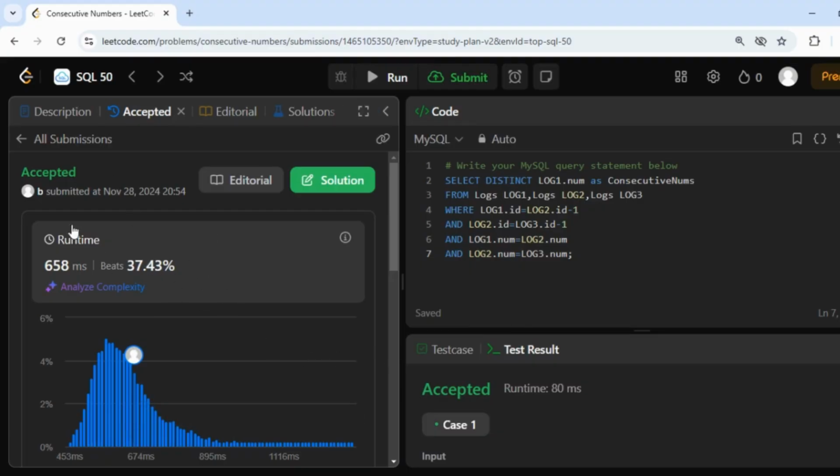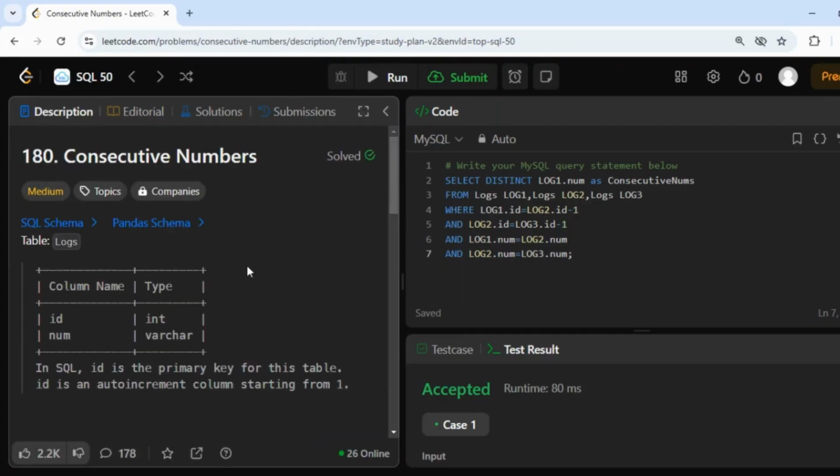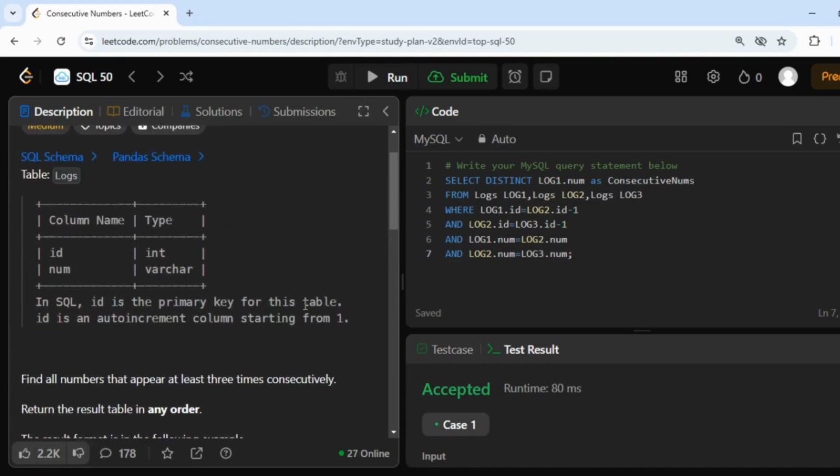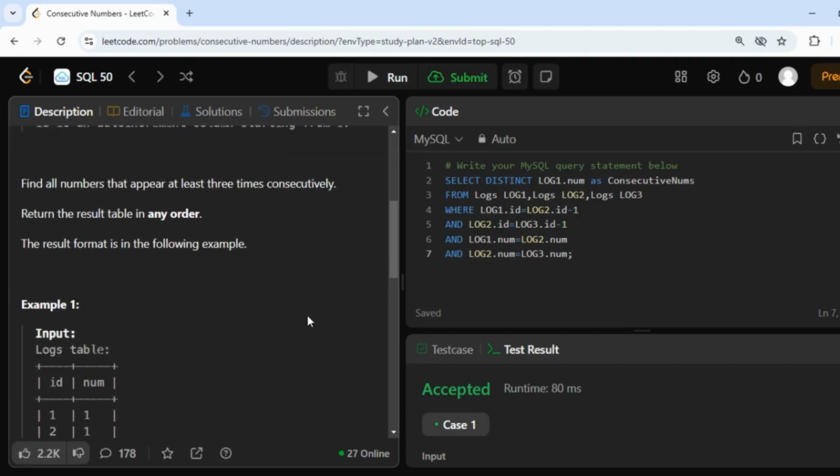Okay, it is accepted. So this is the solution for question number 180, consecutive numbers. A bit of a difficult one, a moderate level problem, but a simple question. It is helpful in many interviews, so please try to consider this type of question in your interviews.